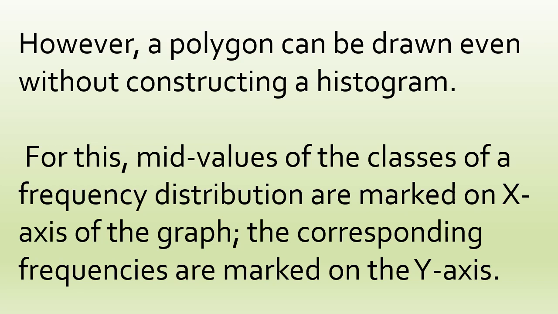However, a polygon can be drawn even without constructing a histogram also. For this, mid values of the classes of a frequency distribution are marked on the x-axis of the graph. Suppose the class intervals are 0 to 10, 10 to 20. Then for making a polygon without a histogram, first of all we need to mark the mid values of these class intervals on the x-axis. So the mid value of the class interval 0 to 10 is 5, so we would mark 5 on the x-axis, and the corresponding frequencies are marked on the y-axis.